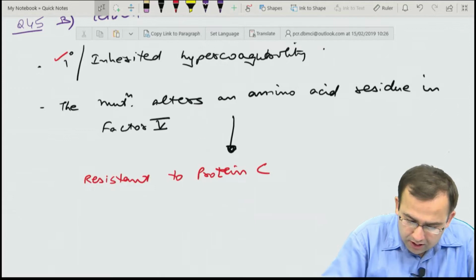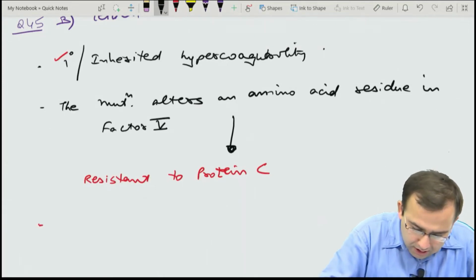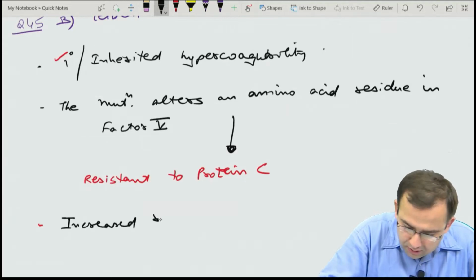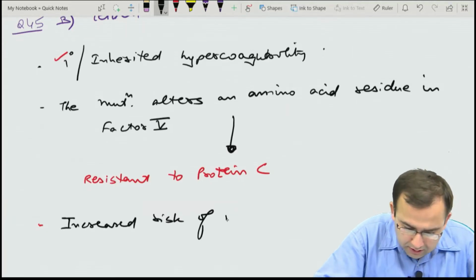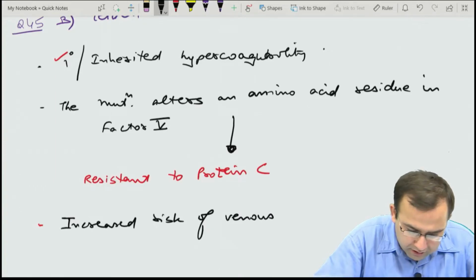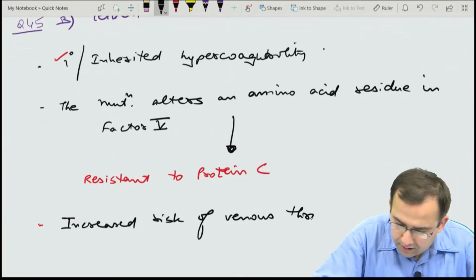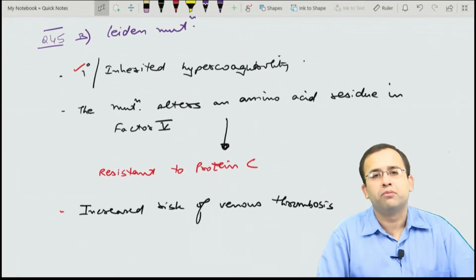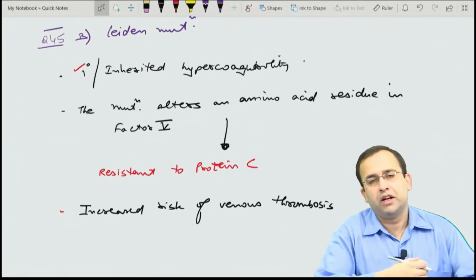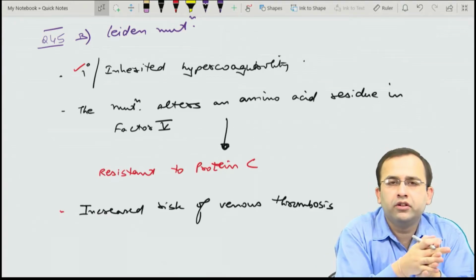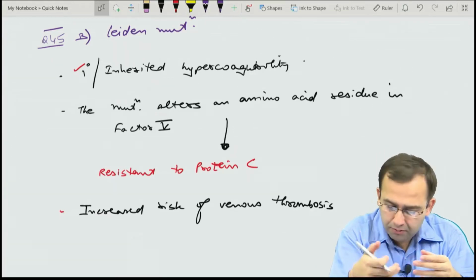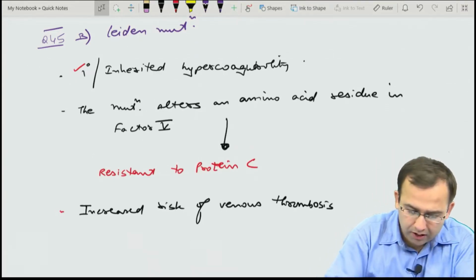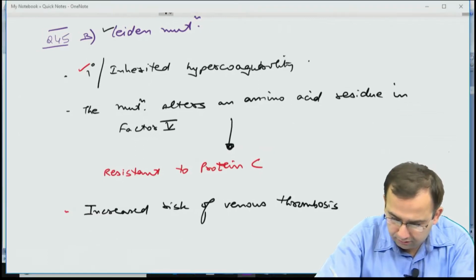Next point, this factor 5 Leiden mutation is also associated with increased risk of venous thrombosis. The other causes of primary hypercoagulability are protein S deficiency, antithrombin 3 deficiency and so on, which are even rarer. This is the most common cause.